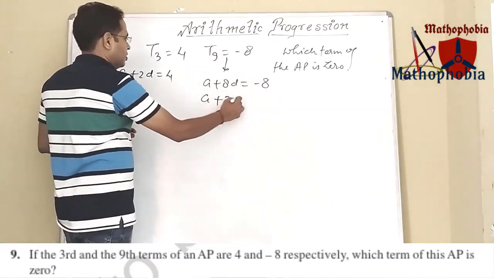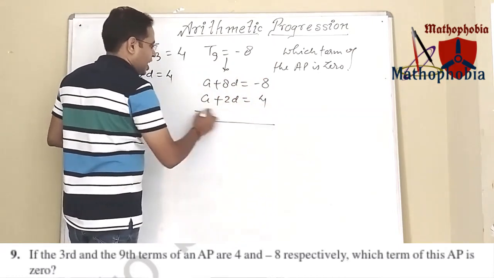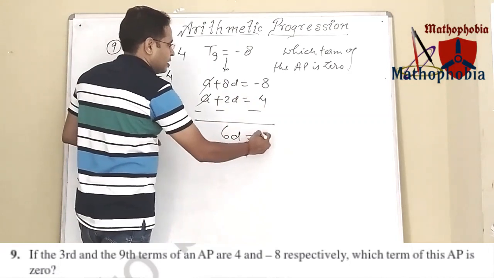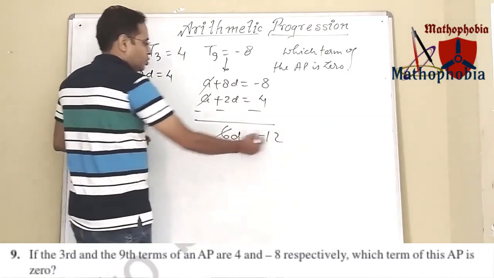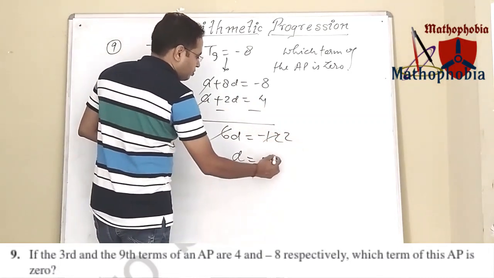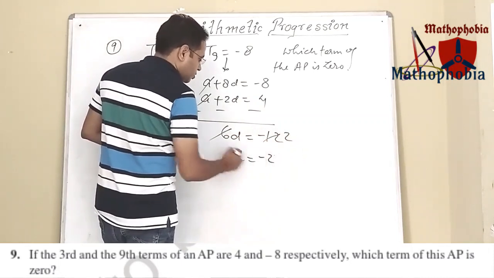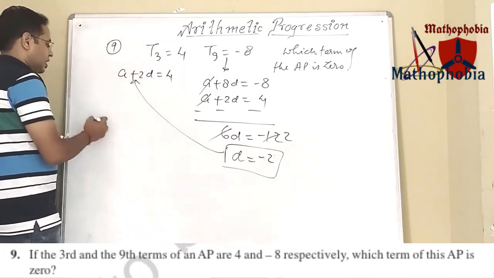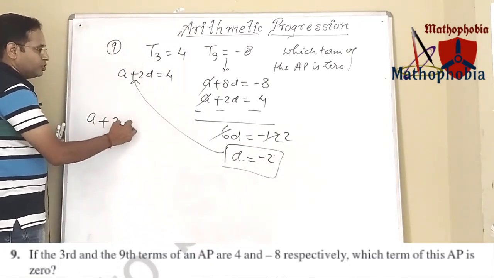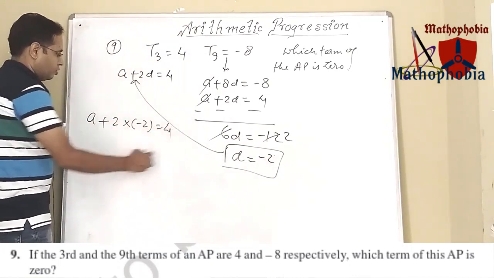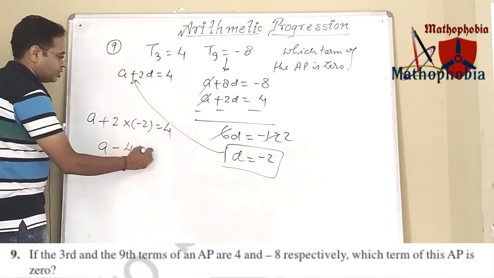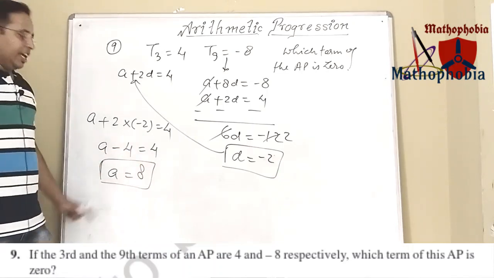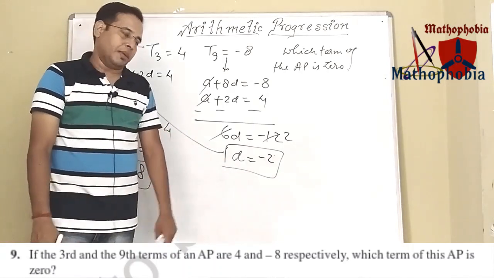So right here, okay, subtract both of them, A cancels out. This will be 6D is equals to -12, so D is equals to -2. So we have got the value of D as -2. D की वैल्यू इधर रखेंगे. To get the value of A, A plus 2 into -2 is equals to 4. A minus 4 is equals to 4. A is equals to 8. So we have got A is equals to 8 and D is equals to -2.